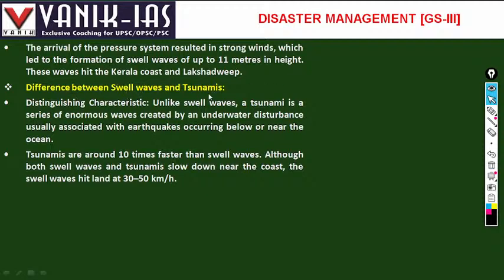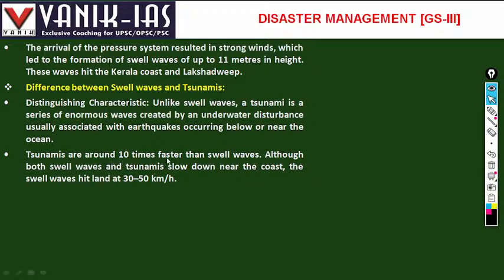Difference between swell waves and tsunami, distinguishing characteristics. Unlike swell waves, a tsunami is a series of enormous waves created by underwater disturbances, usually earthquake-like conditions occurring below or near the ocean. A tsunami is around 10 times faster than swell waves. The speed of tsunami waves is much faster, the wave size may be much higher, and devastation is much more in the case of a tsunami than in the case of swell waves.